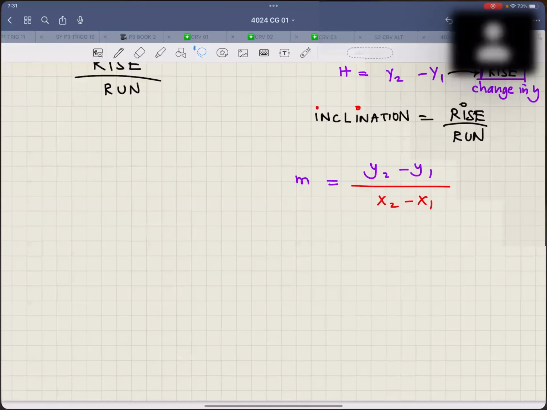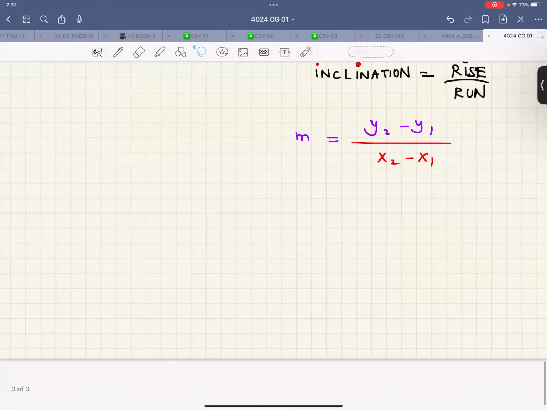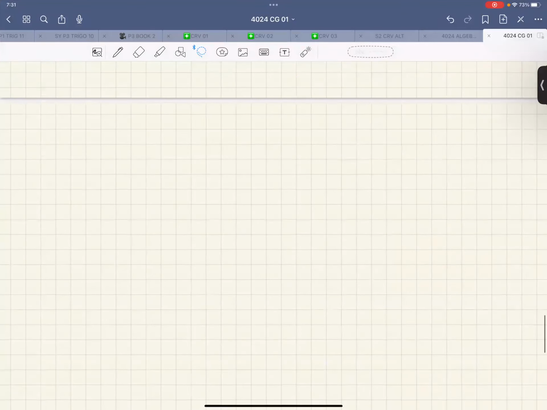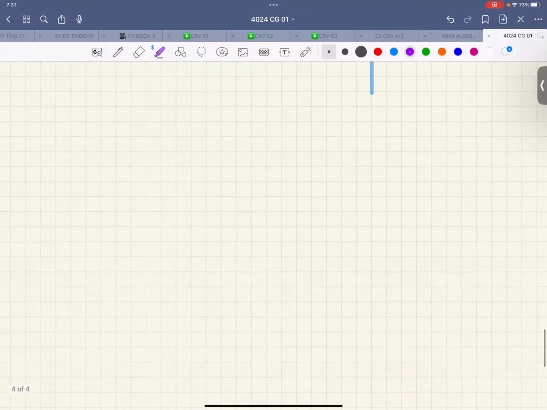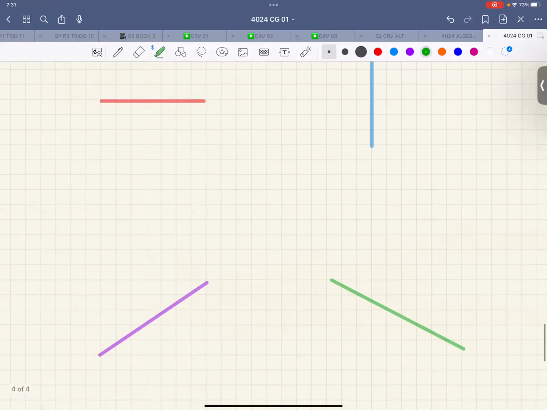Now, let's talk about some more examples related to gradient. First of all, let me draw four possible kinds of lines. I'm drawing a red line like this. I'm drawing a blue line like this. I'm drawing a purple line going this way. I'm drawing a green line going this way. There are four possible lines that I've drawn.